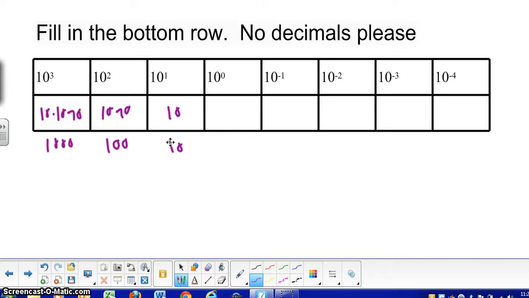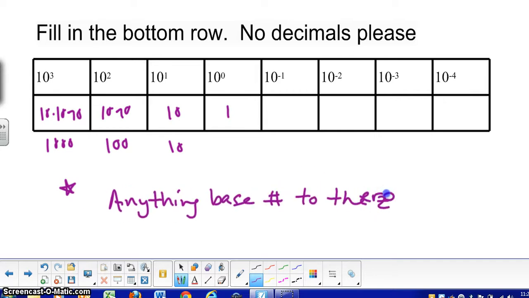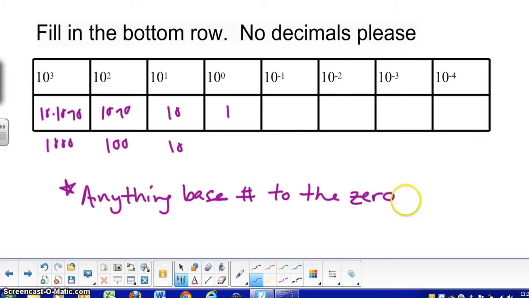10 to the 0, if you look at the pattern, see how it automatically eliminates a 0 every single time? Well, this is what happens when the exponent is set equal to 0. Your answer will be 1. So make yourself a note in your notes. Any base number to the 0 power equals 1. Okay, put that in your notes, please.